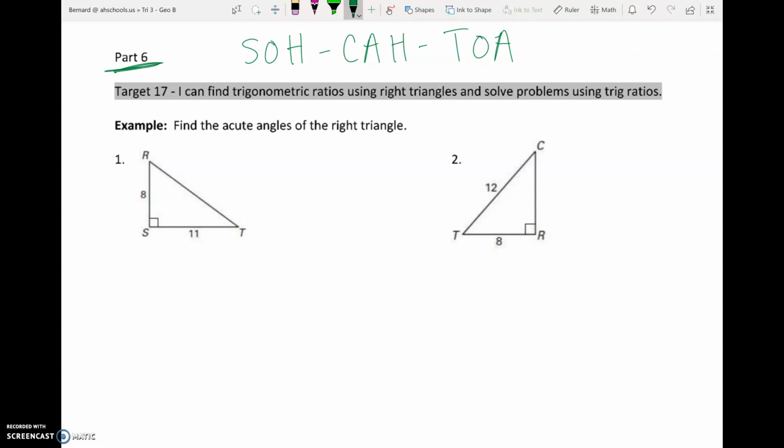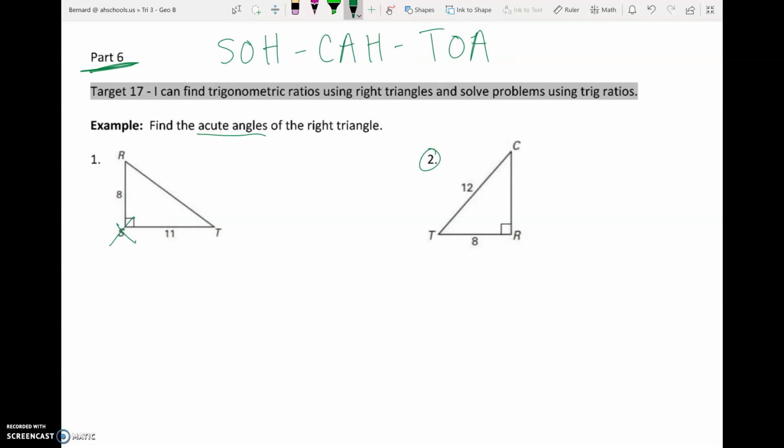Just a reminder, it says find the acute angles. The reason is we have to base everything off of an angle in a triangle, and we never base it off the 90-degree angle. Obviously, that angle is important, but we don't create any ratios using it. And now that I look at these two problems, let's actually do number 2. And so in this one, we won't be using R, but we need to find T and we need to find C. And so let's go ahead and let's find T first.